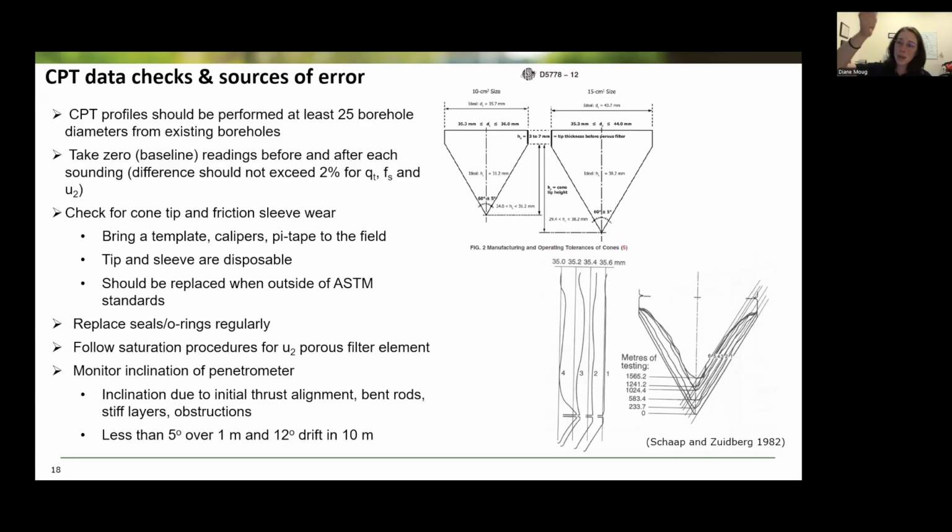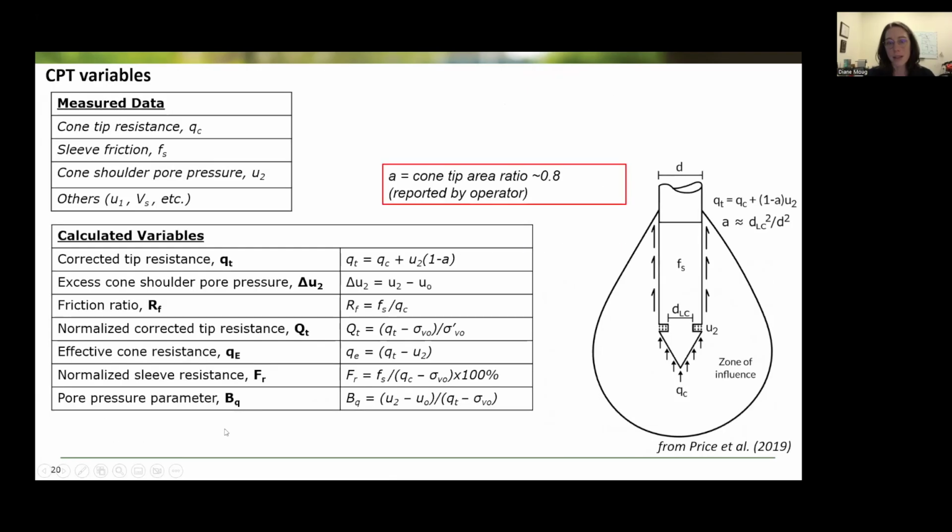And then as the cone's being pushed through the ground, we mentioned that inclination is one of those things that should be collected as data. It should be monitored to see that the inclination does not exceed 5 degrees over 1 meter or 12 degrees over 10 meters as the cone's pushed through the ground.